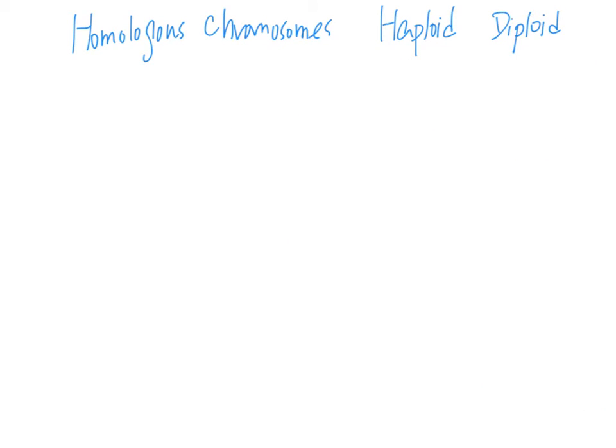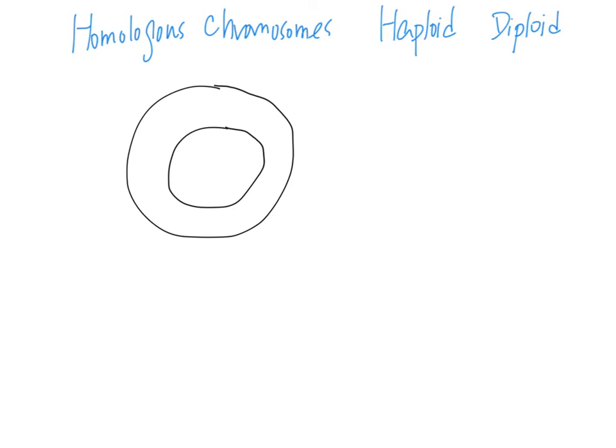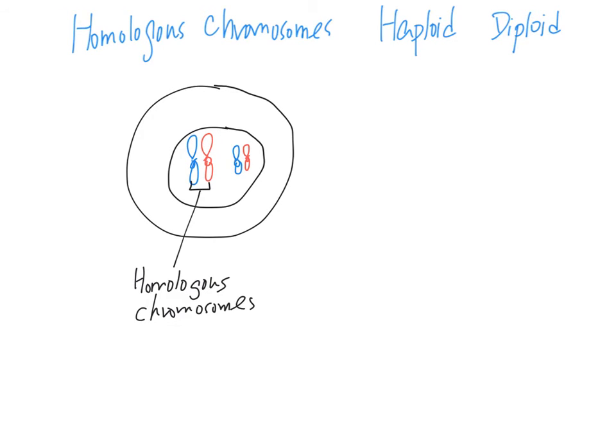Next, I would like to talk about homologous chromosomes. In the nucleus of all of your cells, you will have some chromosomes that come from your father and some chromosomes that come from your mother. Now, if we look at your chromosomes, the corresponding ones, they are called a homologous pair or homologous chromosomes. Members of the homologous chromosomes have the same gene on them.